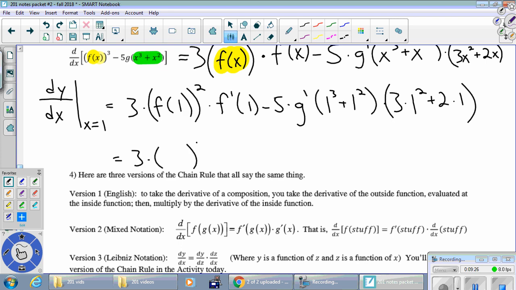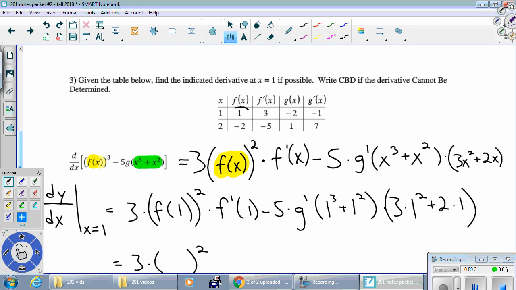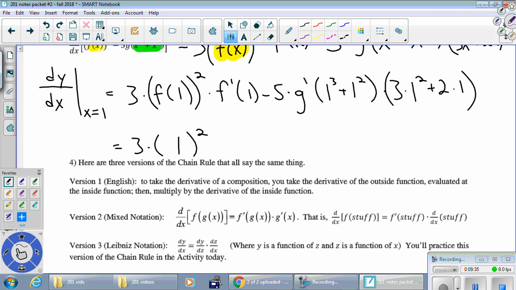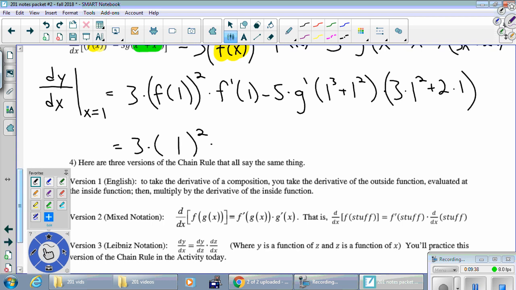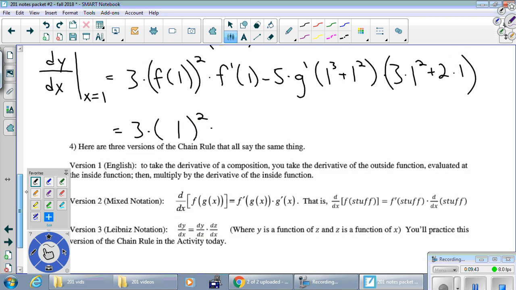Okay, very carefully going through here. 3 times something squared. Finally I'm ready to use my table. F of 1 is given in the table. It's right there. It's 1. So that's a 1 squared times f prime of 1, that's also in the table. F prime of 1 is 3, minus 5 times g prime of, I have to do this arithmetic before I use my table. 1 cubed is 1 plus 1 squared, that's another 1, that's a 2. I'll use the table in a second. Times 3 times 1 squared is 3, plus 2 is 5.